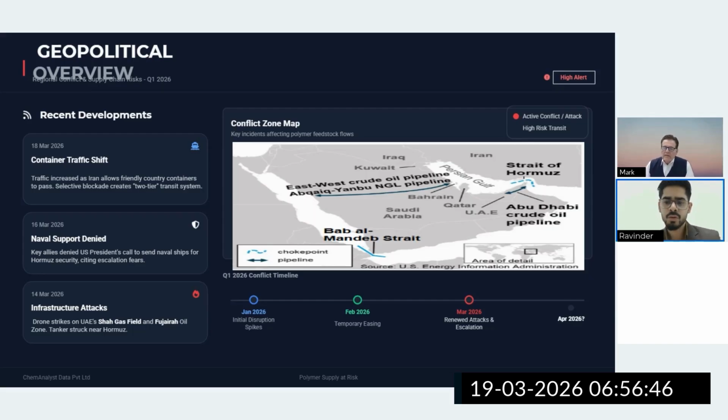And if I talk about the players that have reduced their plant run rate, I have a few examples here. Ocean Plastics in Taiwan have reduced their run rate.